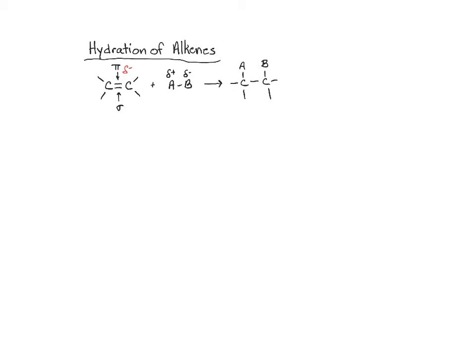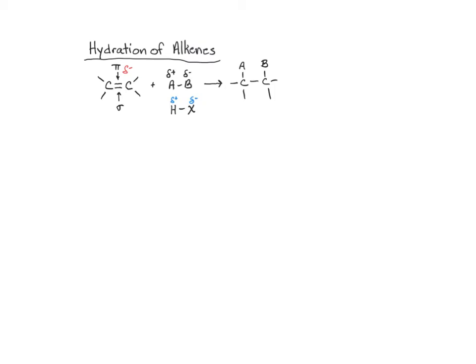Now, we've seen this already in the case of hydrohalogenation. And in hydrohalogenation, our reagent was either HBr, HCl, or HI. And again, we can see here that because of the nature of this being acidic, that H is going to have a little bit of positive charge, and then whatever the counter ion was will be negatively charged.